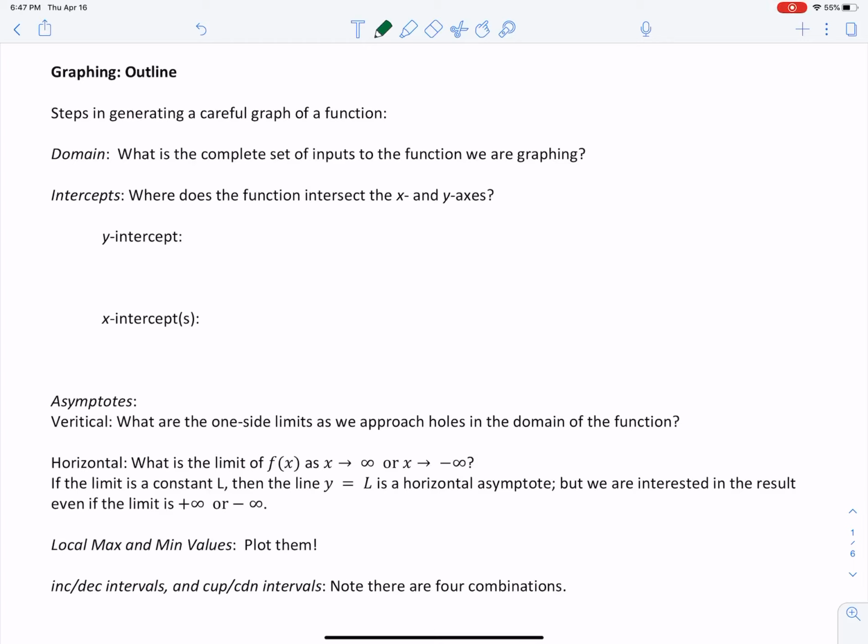Hello, and here's our first video where we talk about taking the information that we've gathered about increasing and decreasing behavior, concave up, concave down behavior, local max and min, inflection points. We try to gather that all together and draw a reasonably careful graph of some functions.